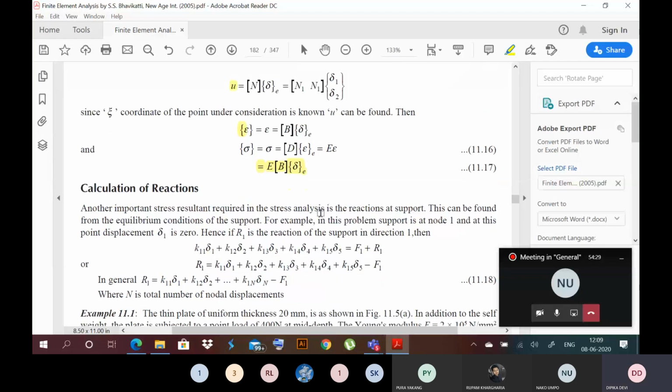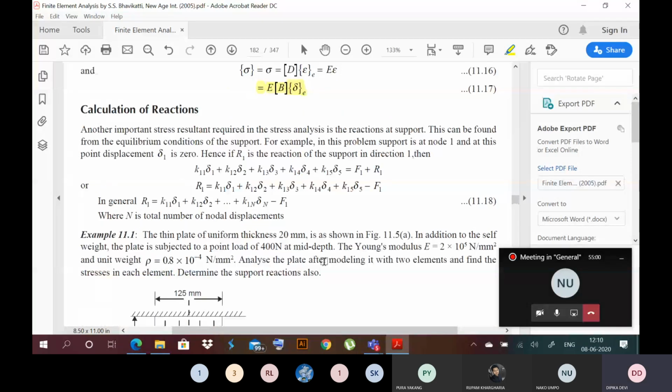Now, how to calculate the reactions? Reactions can be calculated using the global stiffness equations. You can directly get the reactions, but there will be some contribution of force at node 1 due to body force and surface traction. So whatever entry there is at node 1, there will be force due to body force and surface traction plus the reaction from the support. This is the first equation of your global stiffness equation. From this equation, F1 you know, so you can find out the reaction at the support. That way the reaction can be determined.